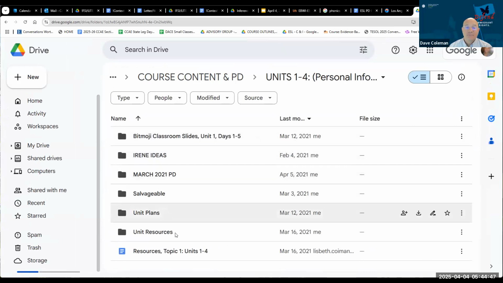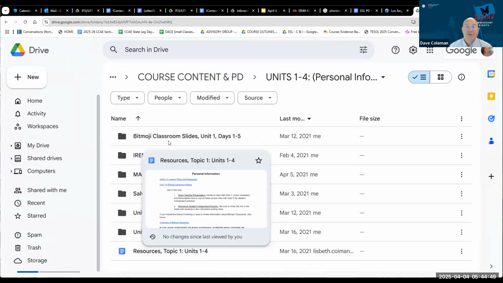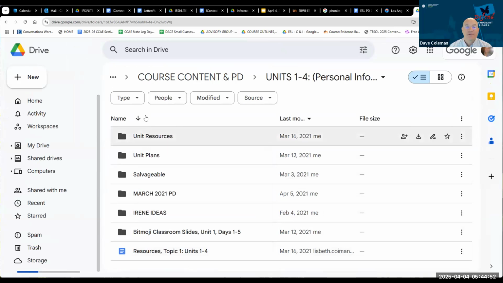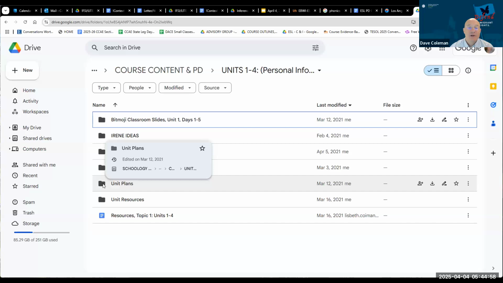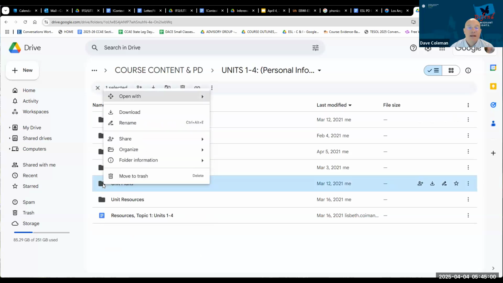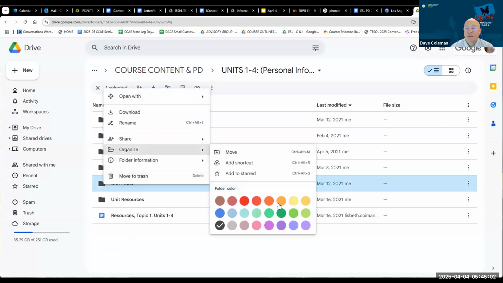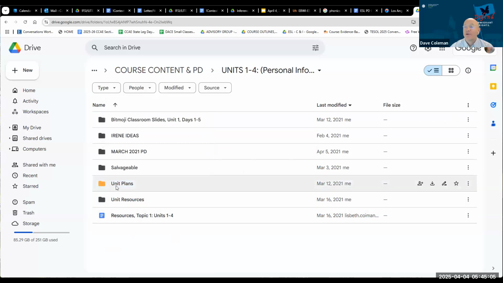Now, just go to, there's a lot here. Whoops, hang on. Let me make this smaller. Unit plans. Actually, you know what I'm going to do? I want to make this better. I want to make this look better. I want it to pop so you can go to this, okay?